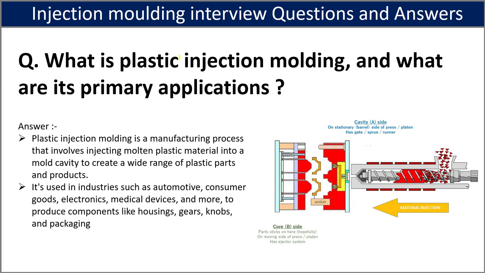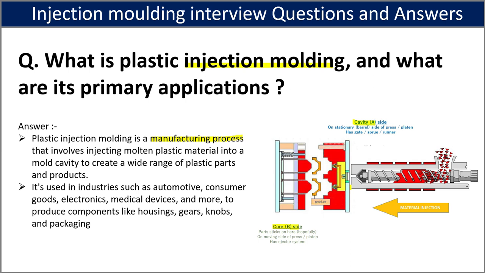Our first question is, what is plastic injection molding and what are its primary applications? It is a manufacturing process for plastic components, widely used to produce plastic parts. Here we have the mold. On one side it is a cavity, and on the other side it is a core. This side is a core and this side is a cavity.